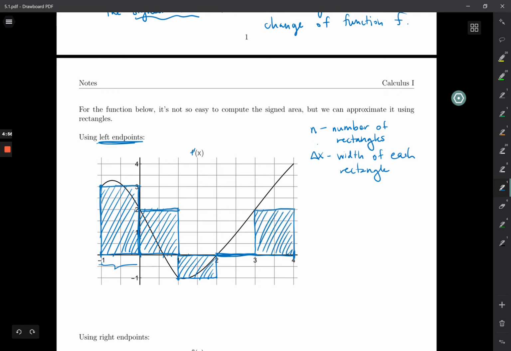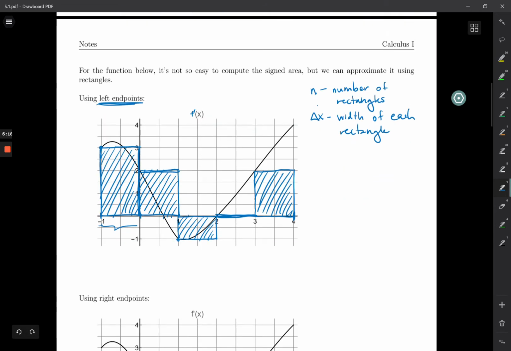So there are our 5 rectangles, and then if we want to approximate the area, we simply add up the areas of each of these rectangles. So our approximation of the area will be, I should maybe put this down here where I have more room to write. So this isn't the exact area under the curve, it's just an approximation.